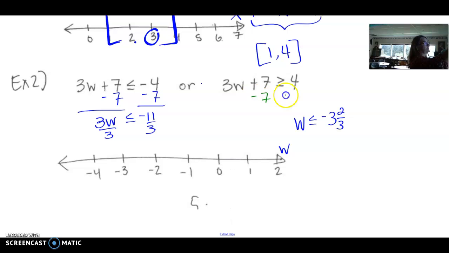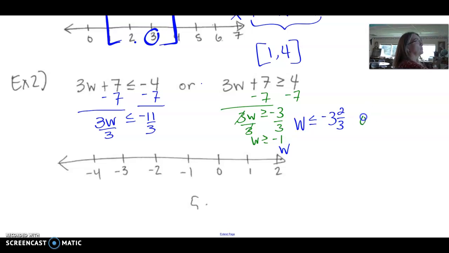So I can subtract 7. 3W, the 7's cancel, add to 0. And then this is 4 minus 7, which is -3. And then I'm going to divide by 3, and I get W is greater than or equal to -3 divided by 3, which is -1. So, or W is greater than or equal to -1. So I'm going to graph that.